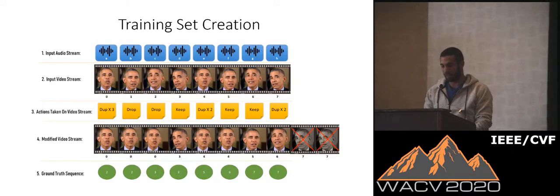We create a synthetic training set by dropping and duplicating frames, thus creating misalignment between the video and the audio. Each training example is a triplet, which consists of a video stream, an audio stream, and a sequence of indexes that represent the correct mapping.